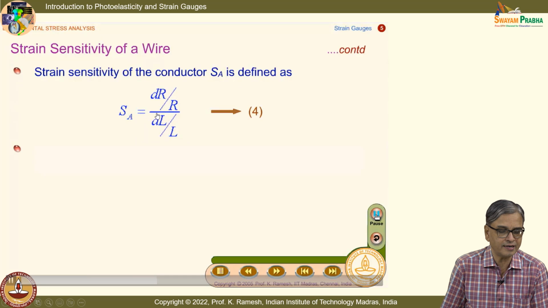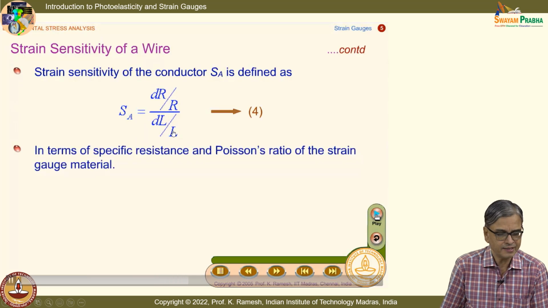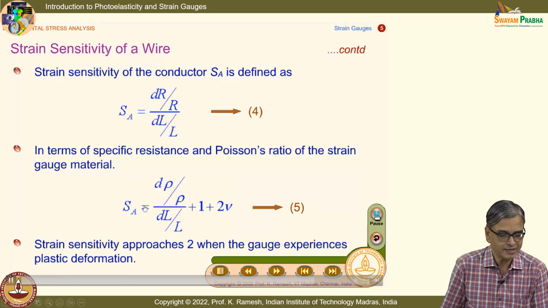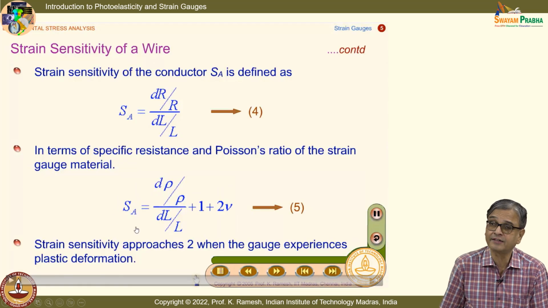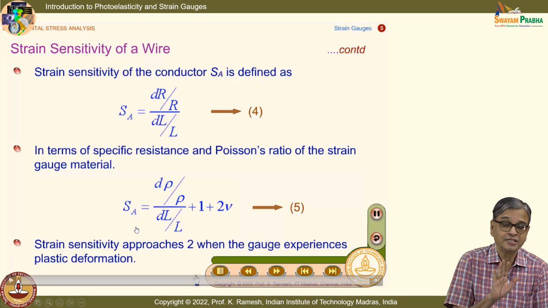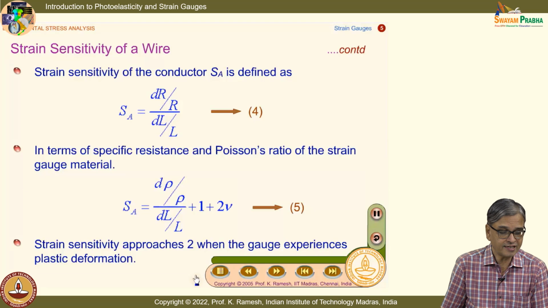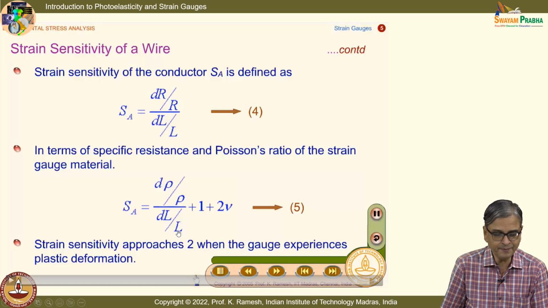dr by R divided by dl by L. When I substitute for dr by R in terms of the specific resistance and the other quantities which we have evaluated, I get strain sensitivity of the wire. It is not the strain gauge. Strain gauge is made out of a grid. Strain sensitivity of a wire equal to d rho by rho divided by dl by L plus 1 plus 2 nu.